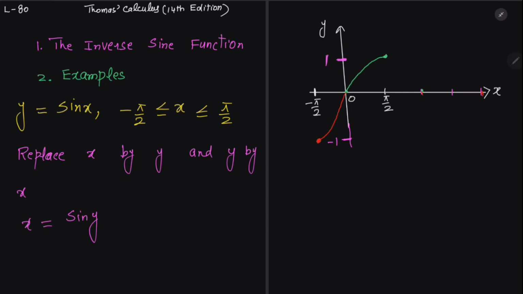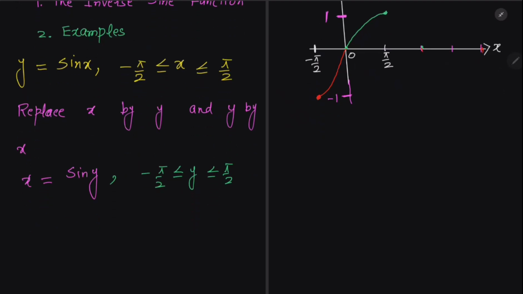Now we know that the domain becomes range and range becomes domain. In that case, y will be minus pi by 2 to pi by 2. That is the domain for the inverse function. The explicit form of this function will be y is equal to sine inverse x. So that's how we define the inverse function.